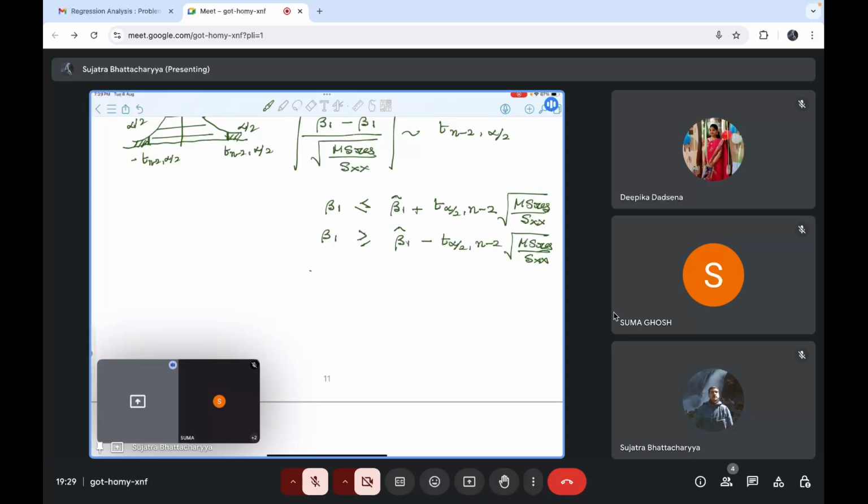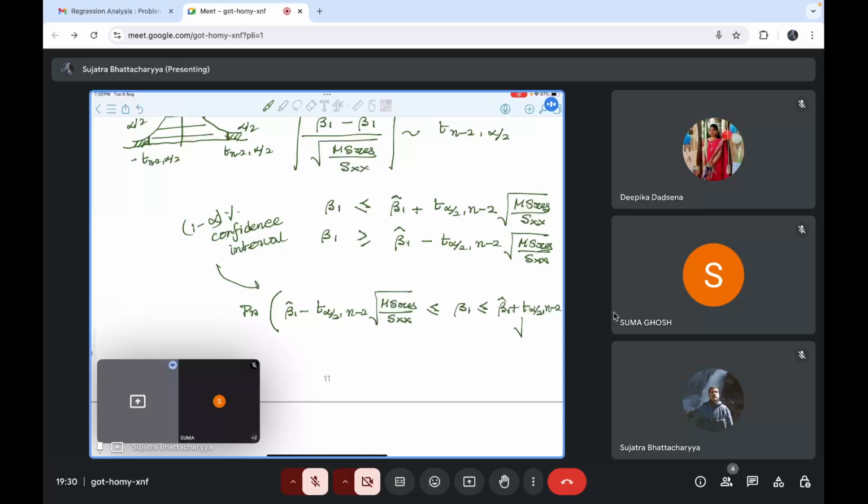So finally, the confidence interval. Which confidence interval? The 1 minus alpha percent confidence interval is this. Let me make a big box here. So this is the probability. What you will find is that the probability of beta 1 hat minus t alpha by 2, n minus 2, root over MS residual divided by Sx, less than beta 1, less than beta 1 hat plus t alpha by 2, n minus 2, into, this is in multiplication, MS residual divided by Sx, is equal to 1 minus alpha.